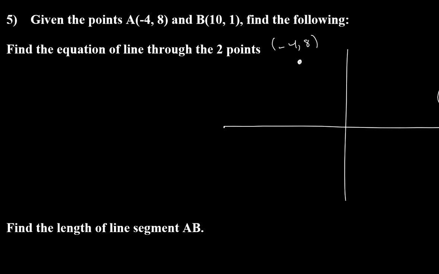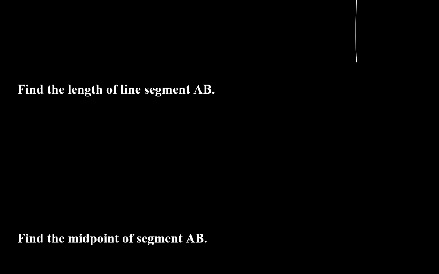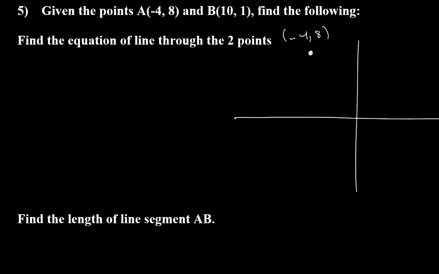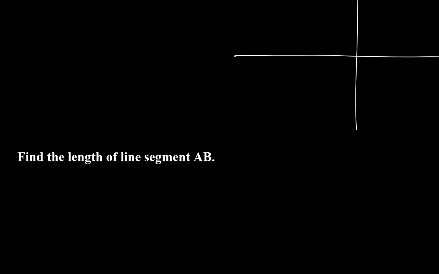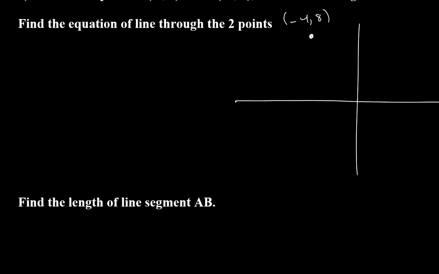So in question 5, we have the opportunity to use some of our skills regarding the Cartesian coordinate plane and geometry. The first one asks us to find the equation of a line that goes through these 2 points. The points there are A and B. Later, we're going to be asked to find the length of the line segment that connects A and B, and then finally find the midpoint of that segment AB. So they're all regarding these 2 points.